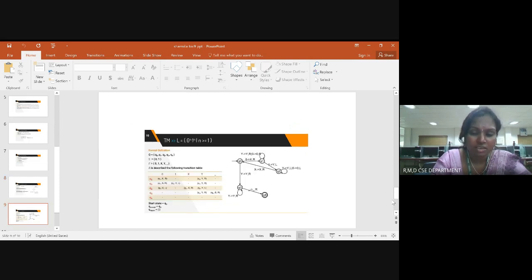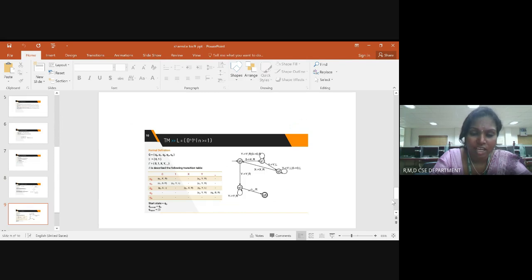Here they have discussed a formal definition for the given Turing machine diagram. Q is a finite set of states: Q0, Q1, Q2, Q3, Q4. There are a total of five states in the given transition diagram. The input alphabet is 0, 1, that is sigma. For the tape alphabet tau, the symbols are 0, 1, X, Y, and the blank symbol B. So here the tape alphabet contains 0, 1, X, Y, B. So del describes the following transition table.